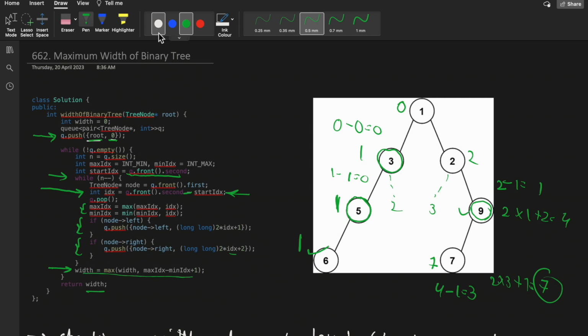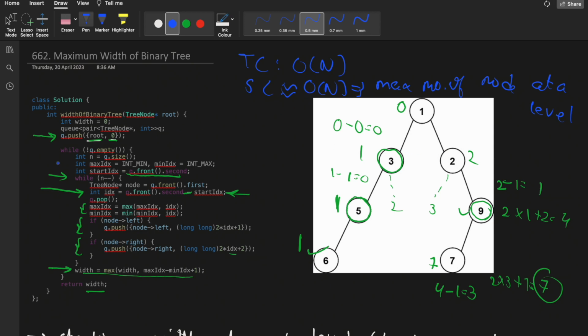Now talking about the time and space complexity. The time complexity here would be big O of n, since we are traversing all the nodes of a given binary tree, and the space complexity would be nearly, you can consider it big O of n, but this would be the maximum number of nodes at a level. So let's say there are 5 nodes at a level, so that would be the space complexity, because at a time we are storing all the nodes that are present at a particular level, right, inside this queue. So that is our space complexity.